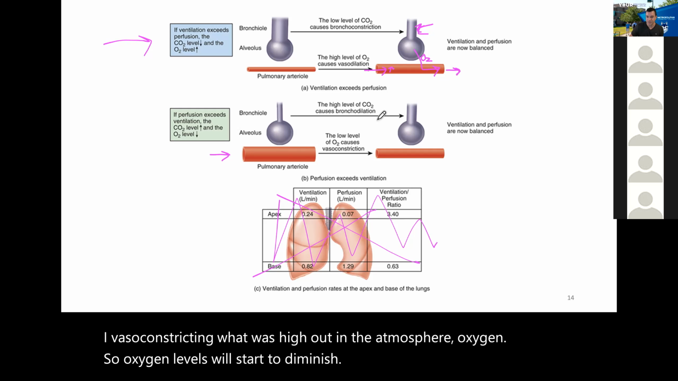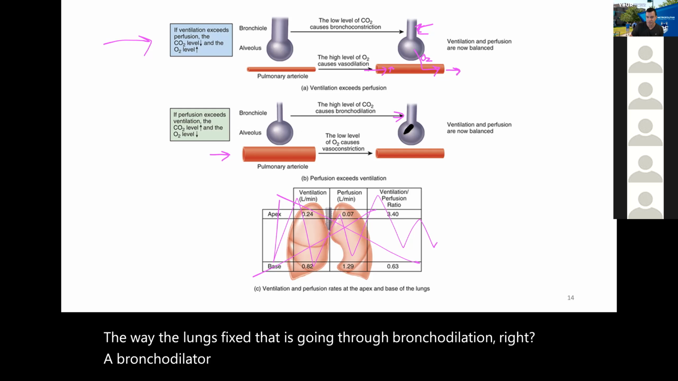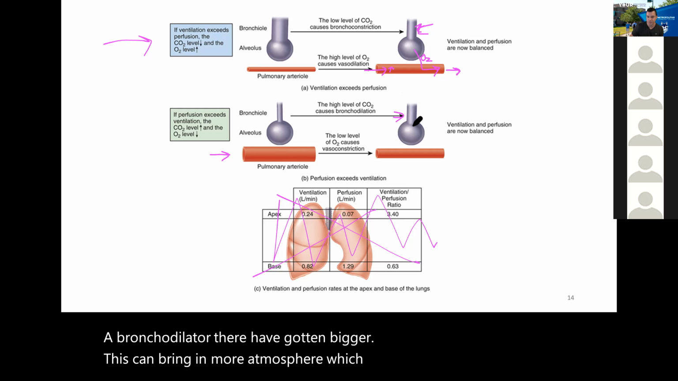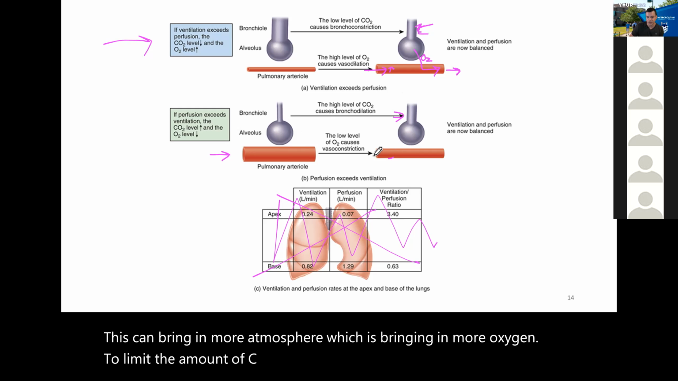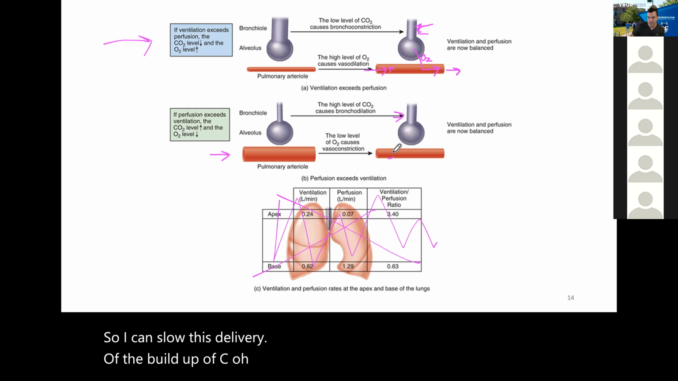The way the lungs fix that is going through bronchodilation, right? They bronchodilate there. They've gotten bigger. This can bring in more atmosphere, which is bringing in more oxygen. To limit the amount of CO2 here, I can vasoconstrict. So I can slow this delivery of the buildup of CO2 here until these two things can balance out.